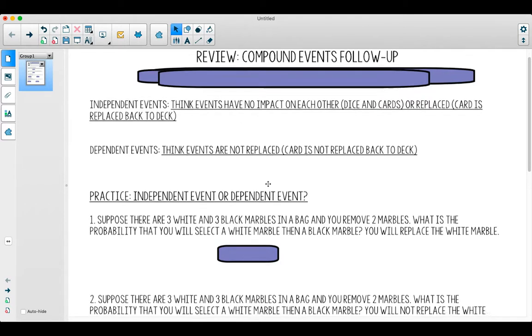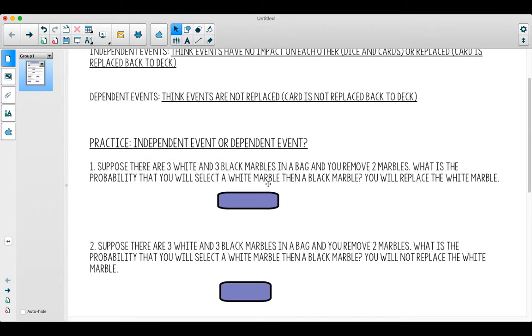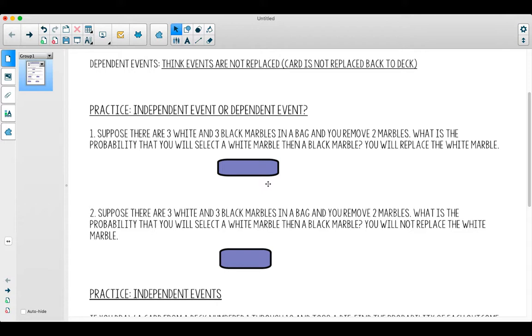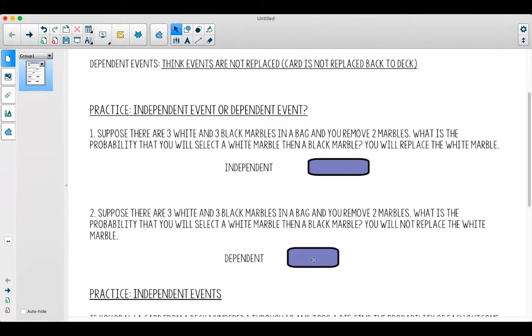So just going through a little bit of an example, very similar to what we did yesterday. In that first one, suppose there are 3 white and 3 black marbles in a bag and you remove 2 marbles. What is the probability that you will select a white marble and then a black marble? But now think, we will replace the white marble. So since we're replacing the white marble, it's an independent event. Same thing in problem number 2, but now suppose there are 3 white and 3 black marbles in a bag and you remove 2 marbles. What is the probability that you will select a white marble and then a black marble? But this time, you're not going to replace that first white marble. So since you're not replacing it, dependent.